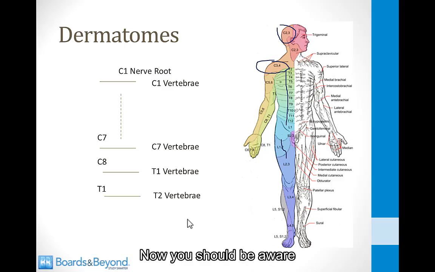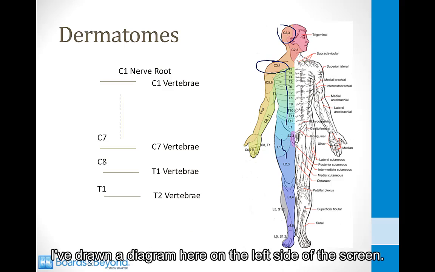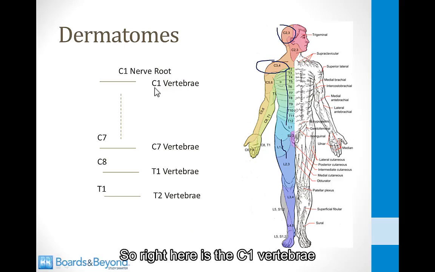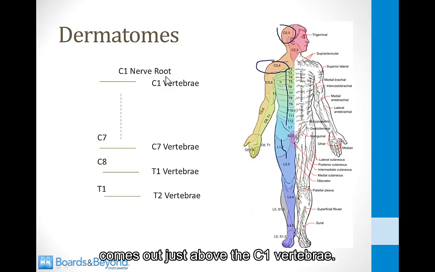Now you should be aware of where the nerve roots come out relative to the corresponding vertebrae, and to help you understand that I've drawn a diagram here on the left side of the screen. So right here is the C1 vertebrae indicated by this line right here, and the C1 nerve root comes out just above the C1 vertebrae.